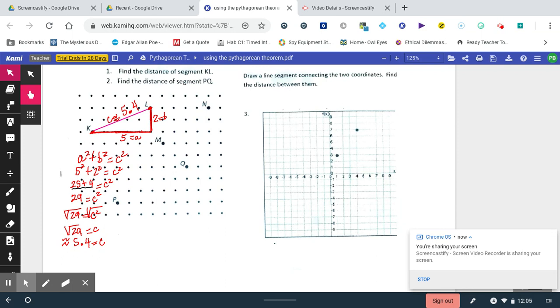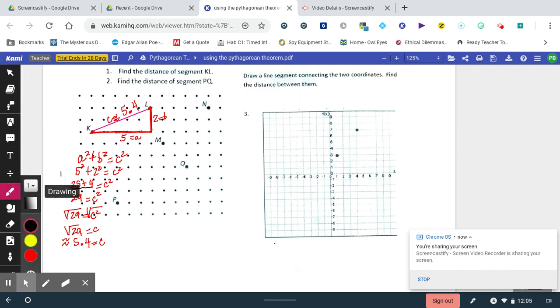So this is going to be part 2 of the lesson using the Pythagorean Theorem, okay? Sorry, guys. All right, so we're going to pick up on number 3. It says, draw a line segment connecting the two coordinates and then find the distance between them. So what we'll do is go ahead and draw that line segment. And we're going to find the distance between them, these two points.